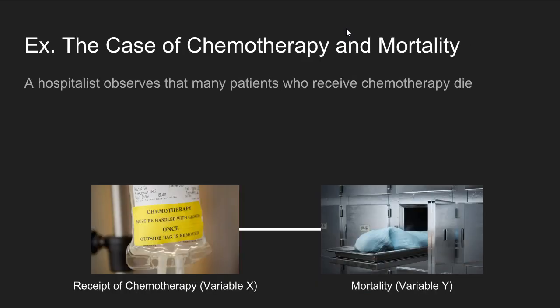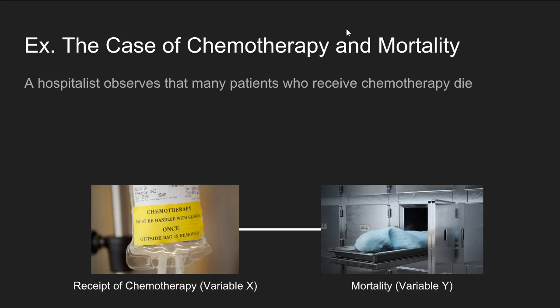So one of my favorite examples is the case of chemotherapy and mortality. This is a really good example of the elimination of rival explanations. So say you are a hospital physician, working in a hospital, and you make an observation. You observe that many patients who receive chemotherapy have a high mortality rate. That is, the probability of mortality seems to be much higher among people who are receiving chemotherapy.